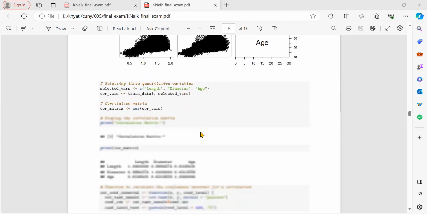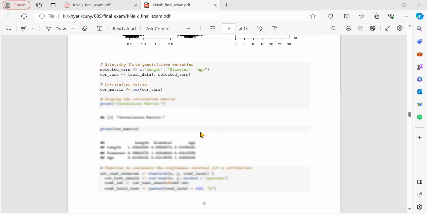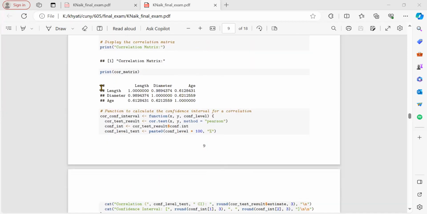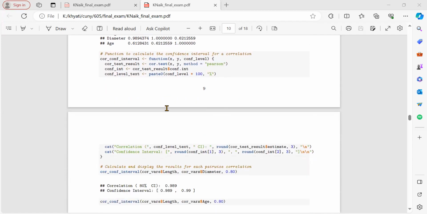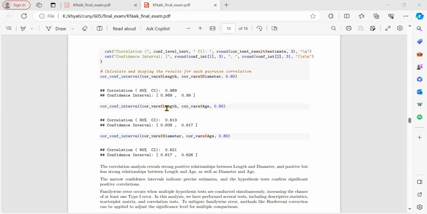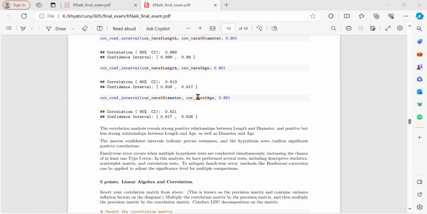Oh, there we go. So this is our matrix. Here, we are basically creating a correlation matrix, which provides valuable insights into the relationship between our key variables. Here, we are just taking our three variables, which are length, diameter, and age. And these are the confidence intervals for a correlation, which we have taken.